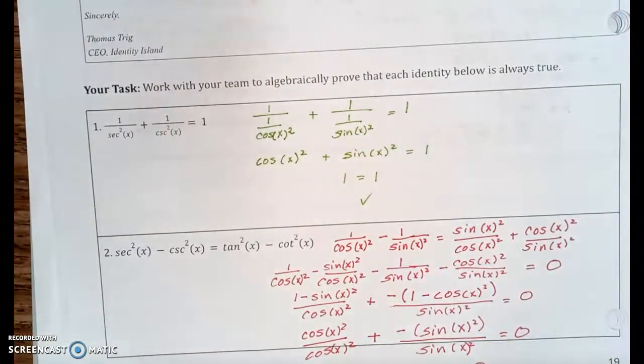We're going to do a couple of these together, and then you're going to work on a few in your teams of 4. So for the first one, we're going to take 1 over secant squared x plus 1 over cosecant squared x, and it is equal to 1, and the directions basically want us to prove that it's true. So you're going to look for the side of the equation that needs simplifying in this case.